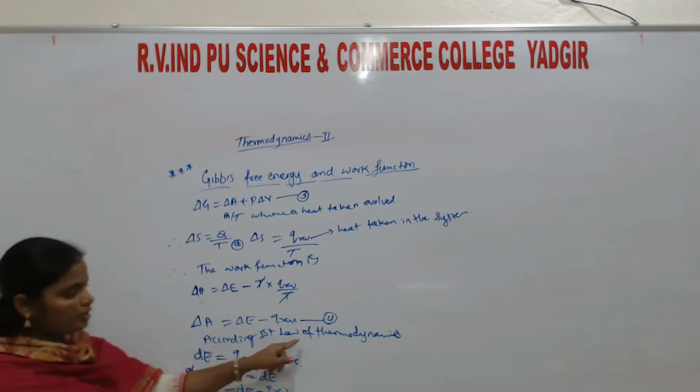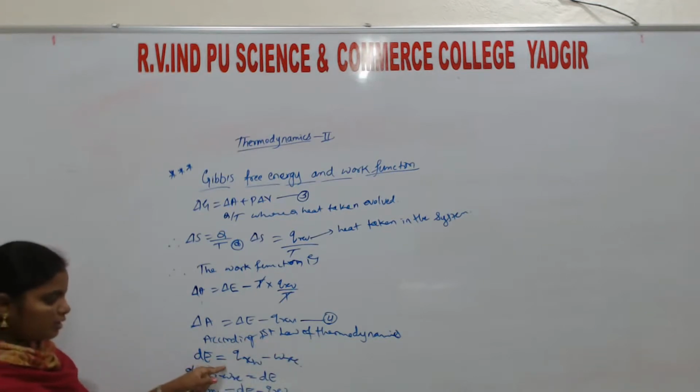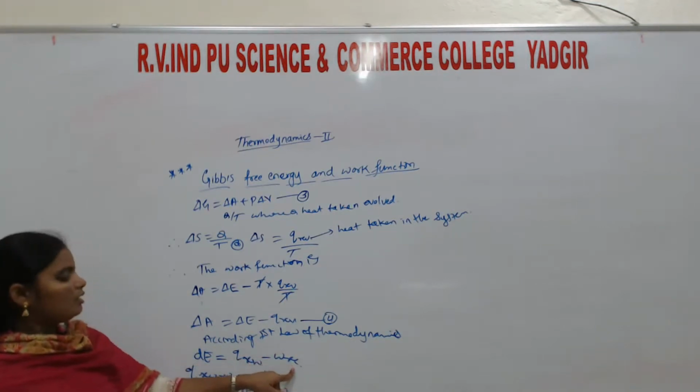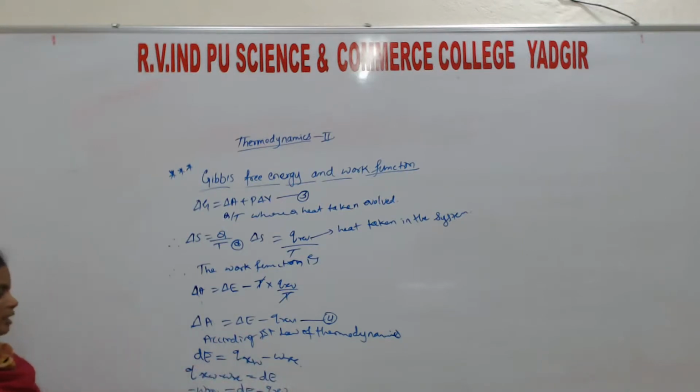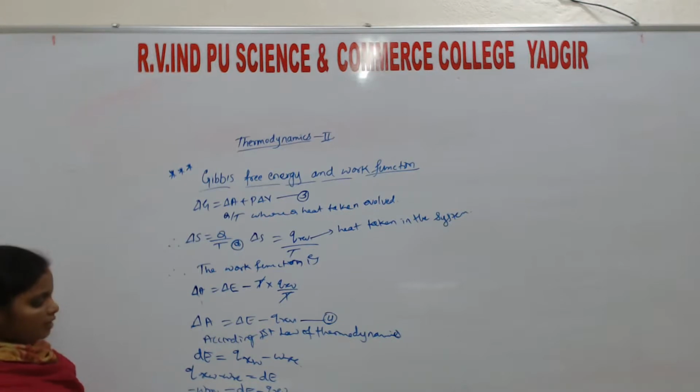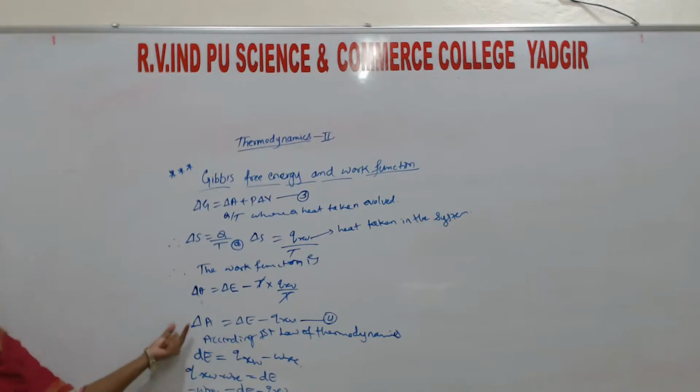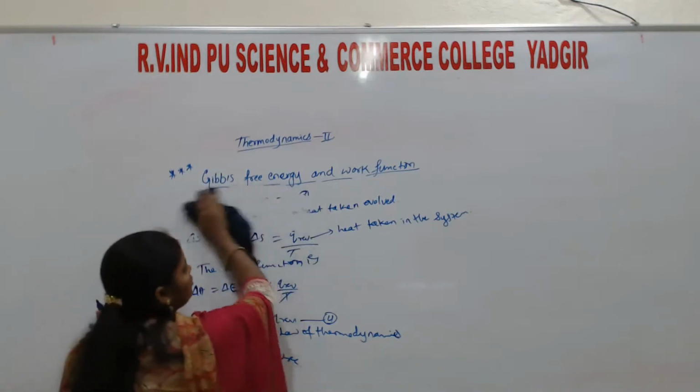Afterwards, according to the first law of thermodynamics, take dE as Q reversible minus W reversible. Taking minus W reversible outside, it is equal to dE minus Q reversible, put in equation number 4. Therefore, equation number 4 is changed.